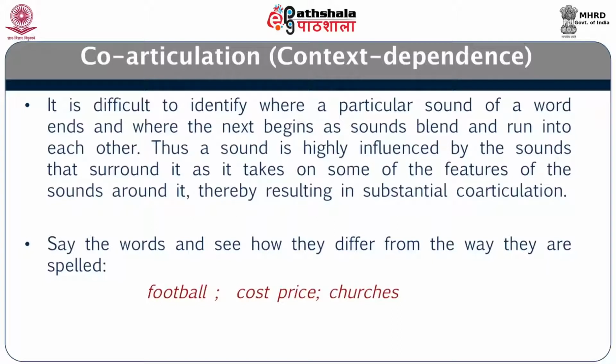Another example is cost price. When you say cost price in fast speech, what's happening is that the t and the p become blurred into p. You don't hear the t distinctly. Look at churches. You hear the last sound as z, but it's spelled as s. Why is that? Churches is being influenced by the ch, the sound that comes before the z sound at the end. So this is what we call co-articulation, where sounds blend into one another.